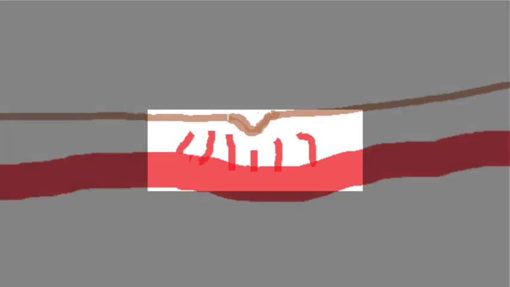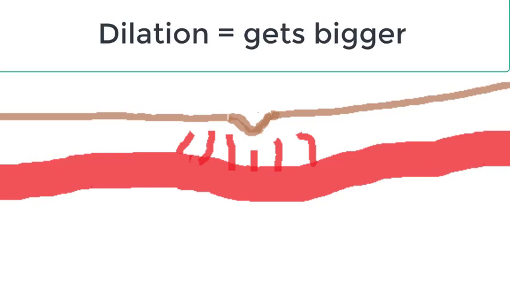So the immediate thing that happens is we get a dilation of those small blood vessels surrounding that injury site. Now, because those blood vessels have dilated, the injury site begins to appear more red. So we get an erythema at our injury site.